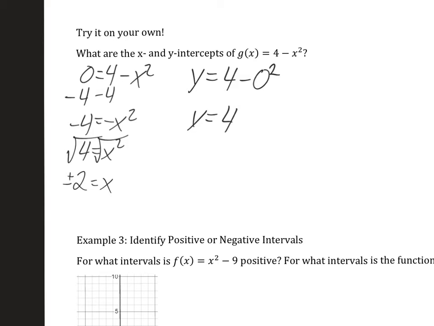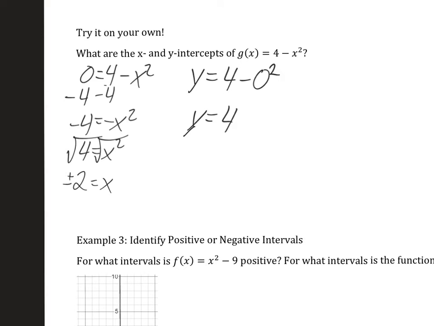Okay, so we should have gotten my x-intercept as being positive or negative 2, and then my y-intercept as being 4. So let's just talk through this one real quick just to make sure that we understand it. For my x-intercept, I'm just plugging in 0 for y, or g of x. So I have 0 equals 4 minus x squared. I subtracted 4 from both sides, and then I had negative 4 equals negative x squared. Then I was able to divide both sides by negative 1, so that gave me 4 equals x squared. How do you get rid of an x squared? You take the square root. So square root of 4, square root of x squared.